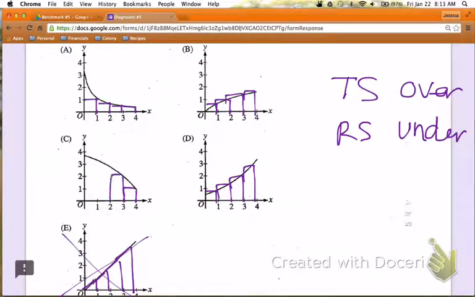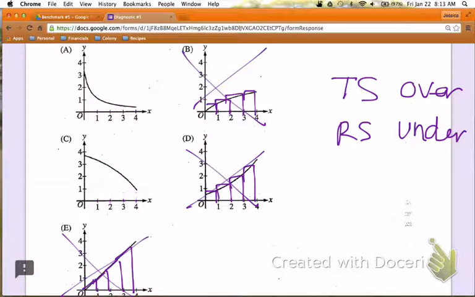Alright, you'll notice very quickly that 2 of them do under approximate the area, but 2 of them over approximate. So it looks like A and C are both going to under approximate the area for a right Riemann sum, and B and D are both going to over approximate the area for a right Riemann sum. So it can't be B and it can't be D. So it could either be A or C.